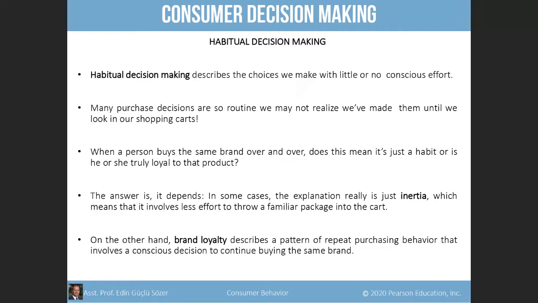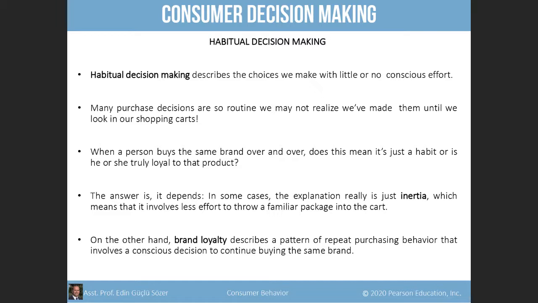So in the habitual decision-making process, we have decision making which is almost automatic. We don't really process too much information. It is like a reflex, an automatic and habitual behavior. So this is called habitual decision making.